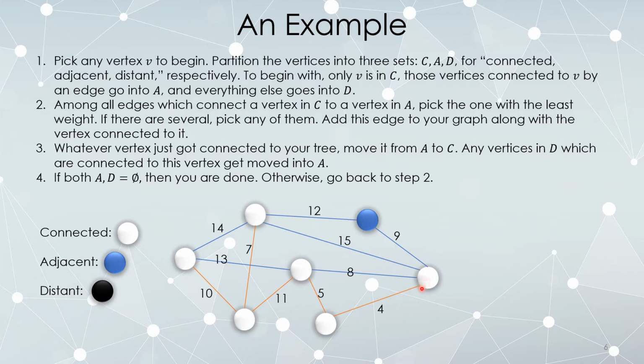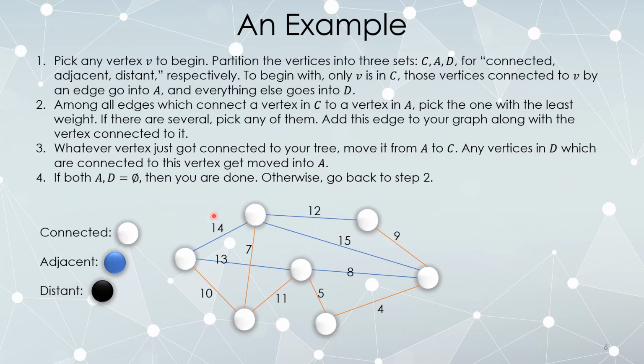And of all of the edges that come out of any of our connected vertices, the 9 is the cheapest, so use that. This is now considered connected. There are no more adjacent or distant vertices, so we have actually made a spanning tree. The white vertices, that's all of them, with the orange edges, forms a spanning tree, and of all possible ways to do it, this is the cheapest.